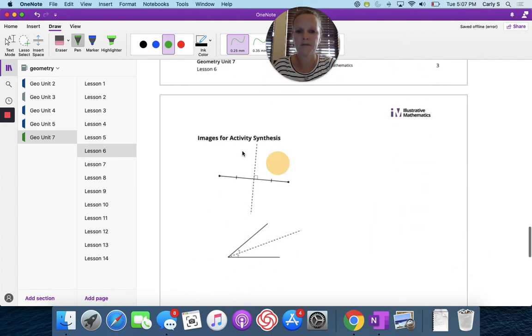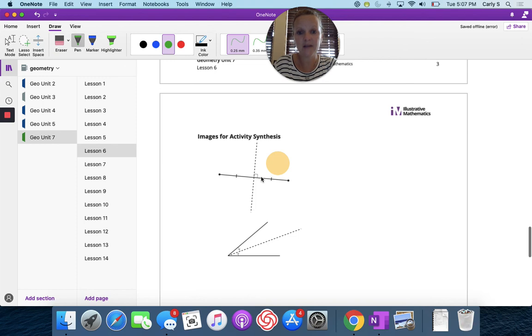All right, so here I have a perpendicular bisector. That means any point on this line is equidistant. Okay, any point. And same here. This is an angle bisector. So any point on this line is equidistant to the rays of that angle. Perpendicular bisectors and angle bisectors. That's all.